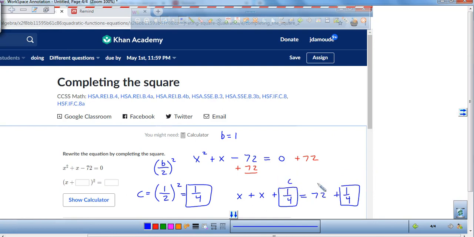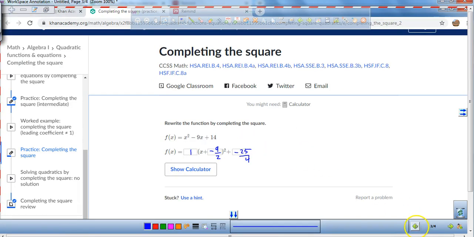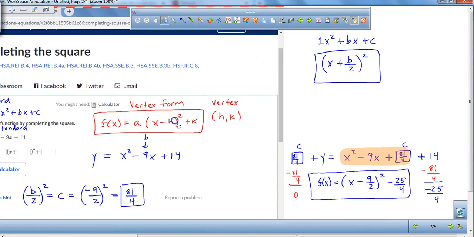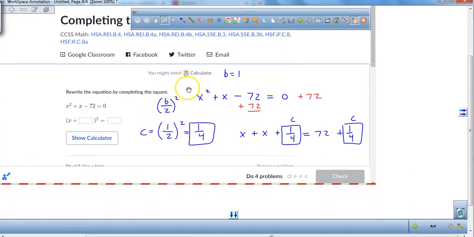So this is our c value. Remember, our c value will always have to be half the b value squared. So all I have to do now is finish factoring. So if you remember the trick that I talked about last time, all you have to do when you're factoring is take half the b value, and that's going to help you factor it. So let's go over here and just take a look at half the b value.